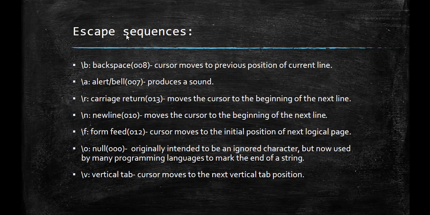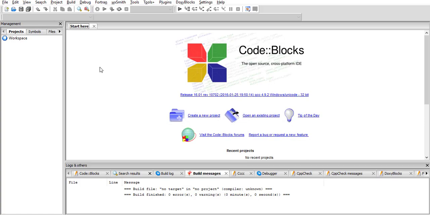Then there are some escape sequences in C. These are some escape sequences, and let's learn about them one by one. First is backspace, which has an ASCII value of 008. In the case of backspace, the cursor moves to the previous position of the current line. Let's see how it works.